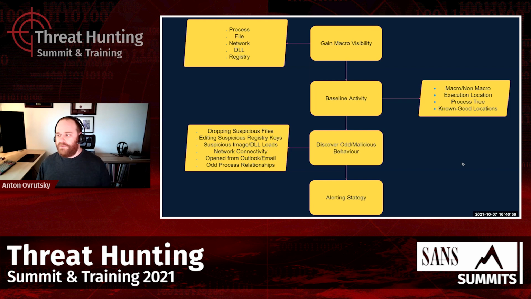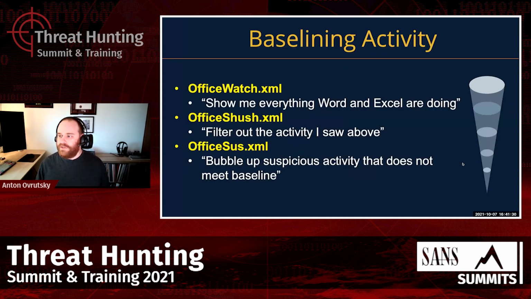So once we have a good baseline, odd or malicious activity will start to stick out a little bit more. And when we test various payloads, we can see Office products dropping suspicious files, editing suspicious registry keys that they normally wouldn't, loading strange DLLs, making weird network connections, and so forth. And we could also see whether the macro was opened via file share or via Outlook. So once you've gained visibility and baseline behavior and have a good idea of what malicious or abnormal activity looks like, the next step is an alerting or hunting strategy. But before we dive deeply into that, I just want to touch on actually how to perform the baselining activity.